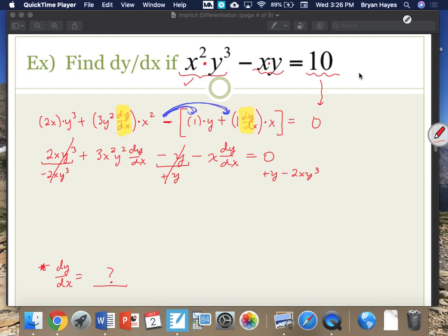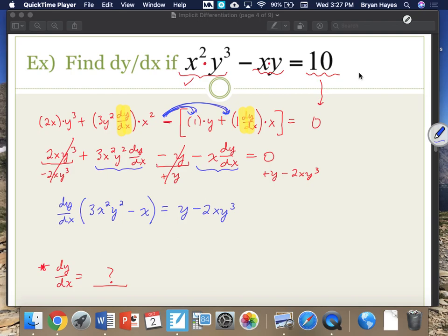And what I'm going to do in my next step is, as I'm bringing this line down and this line down, you're going to notice I'm going to go ahead and factor out the GCF. Now there are some other terms that are in common. They both have an x, but you do not need to pull that out, just the dy dx. So that leaves us with 3x squared y squared minus x, and that equals what I'd move to the other side. I'm going to write that positive term first, y minus 2xy cubed.